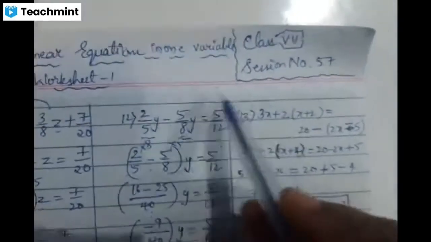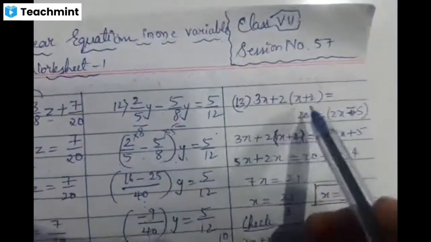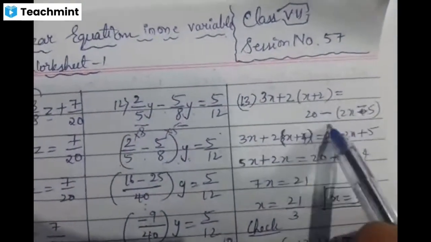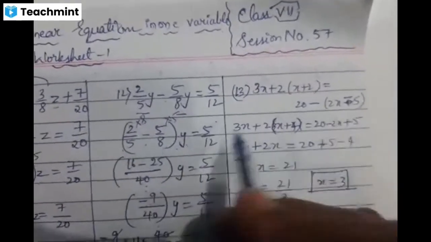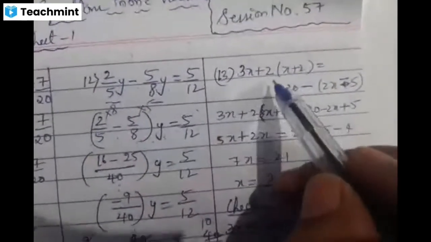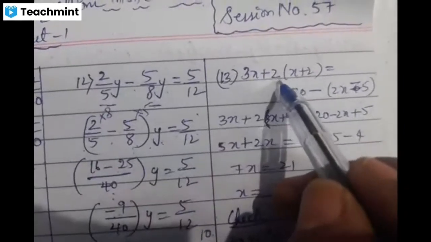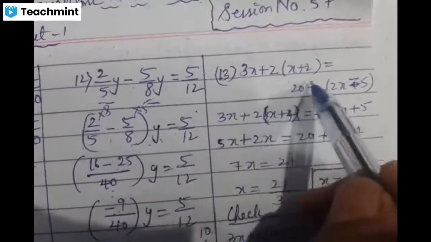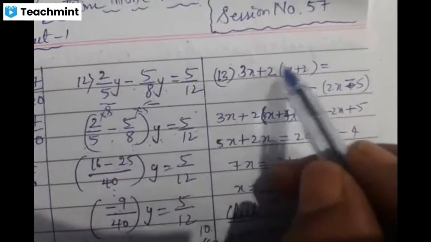Question number 13. x plus 2 into x plus 2 is equal to 20 minus 2 into x minus 5. Here you can observe, children, the common factor is kept outside. We have to expand this. Expanding means removing the brackets by multiplying.